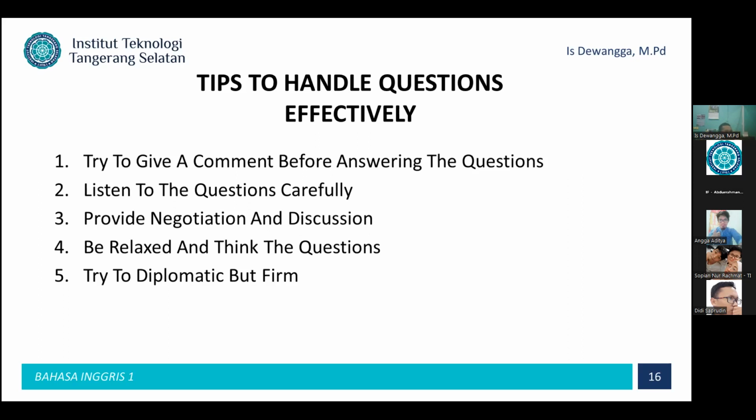And the fourth one, be relaxed and think the question. Ya, relax, santai saja. Kalau ada pertanyaan santai, but you have to be careful and try to be diplomatic but firm.